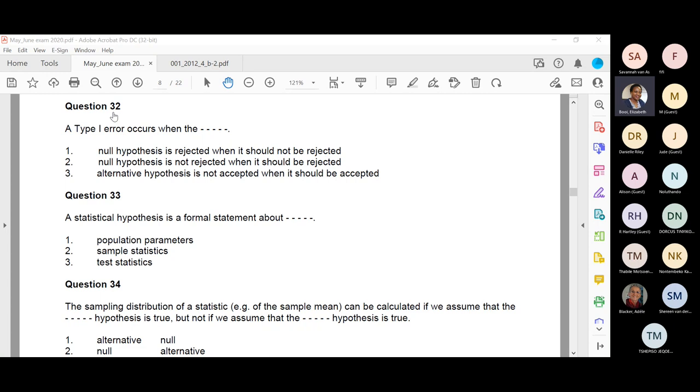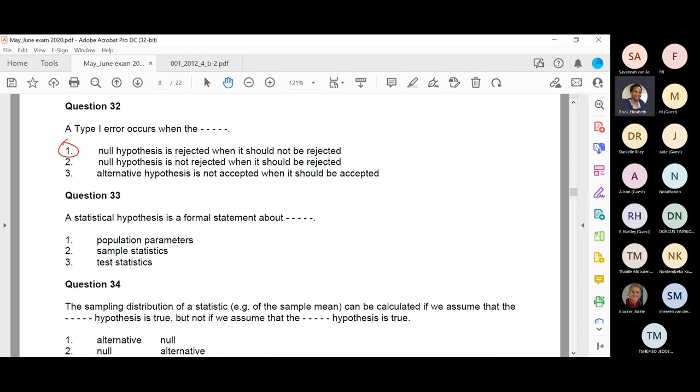Yes, so a type one error occurs when we reject the null hypothesis that is true. And that should be number one.